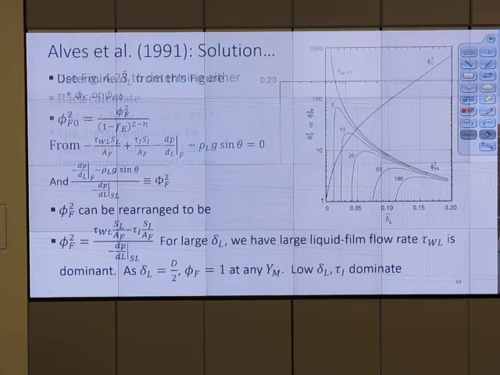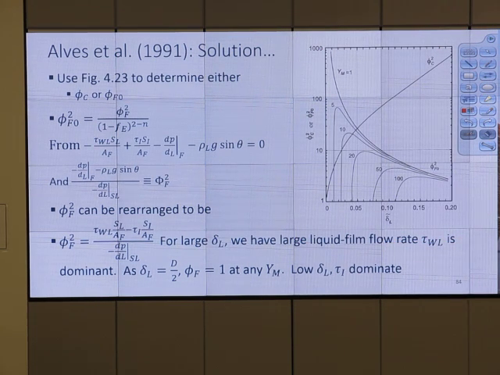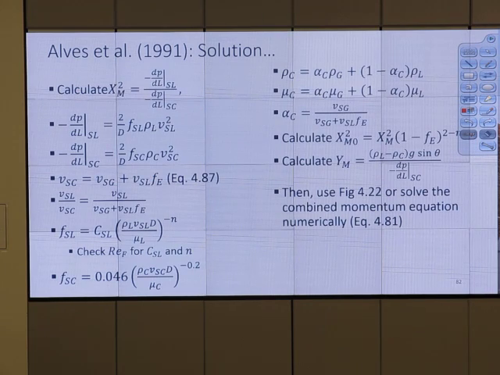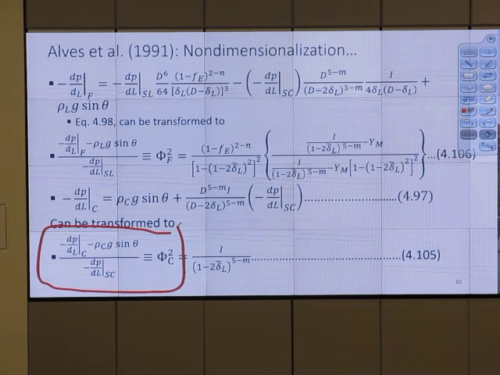Option two, we can use this chart. When we use this chart, where does that phi sub L squared come from? It comes from the dimensionless combined momentum equation. In the combined momentum equation, there's a way to write it in some kind of odd way. So we can use phi sub C squared. This is kind of a dimensionless pressure drop: total pressure drop scaled by minus dPdr sub SC.